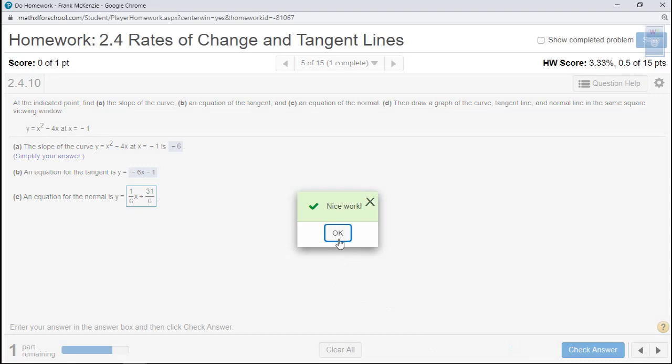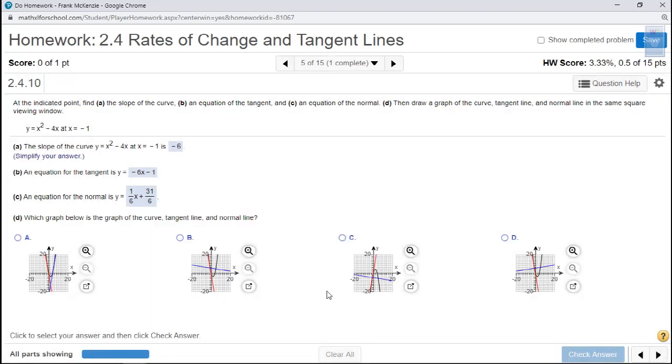Nice work. So that's all there is to it. And the drawing of the curve and everything, I'm not going to do that because you're just going to end up picking one anyway. Just understand that, get your tangent point, the graph and everything, and figure out which one it is.